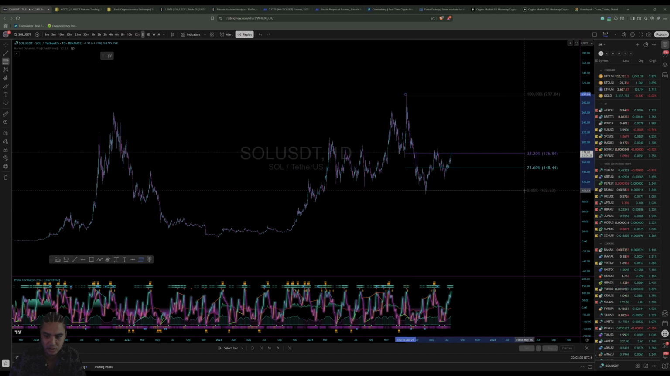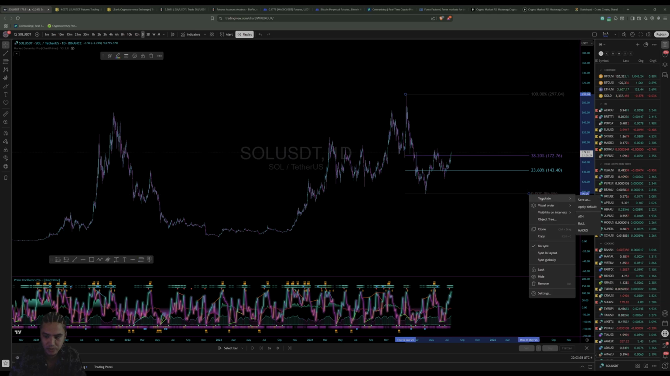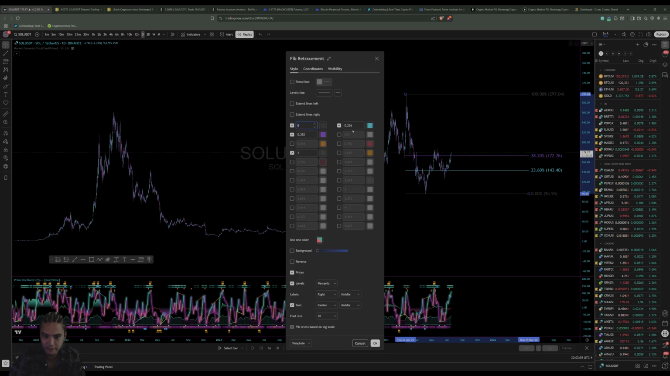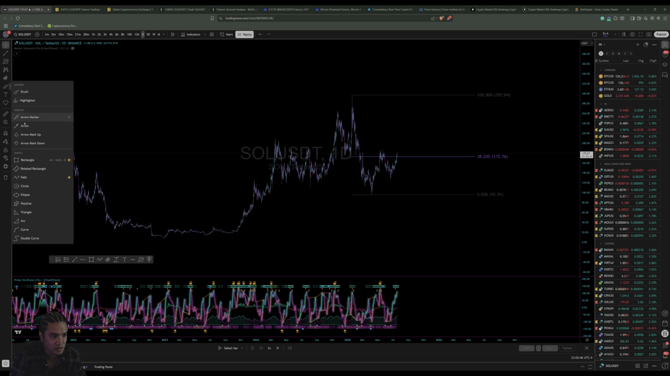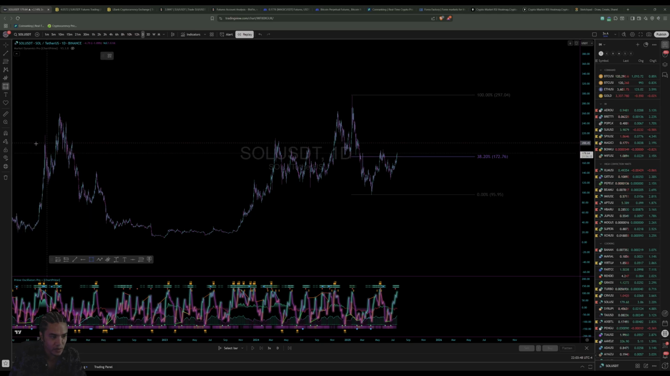I think I did this already. Yeah, the 382. Take that off. You can see it lines up with one of the fib levels. That's one area of confluence.